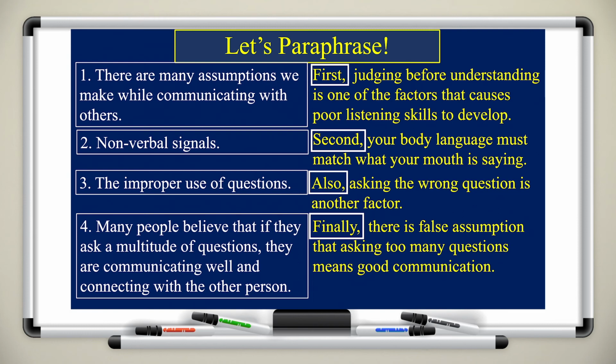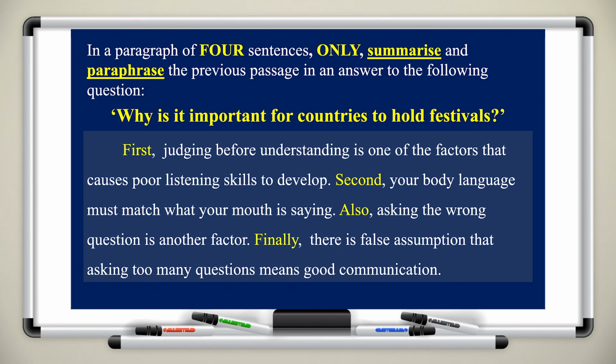Notice we used transition words when we paraphrase the ideas. And this is how it's supposed to look like, and I will read it to you. First, judging before understanding is one of the factors that causes poor listening skills to develop. Second, your body language must match what your mouth is saying. Also, asking the wrong question is another factor. Finally, there is a false assumption that asking too many questions means good communication.